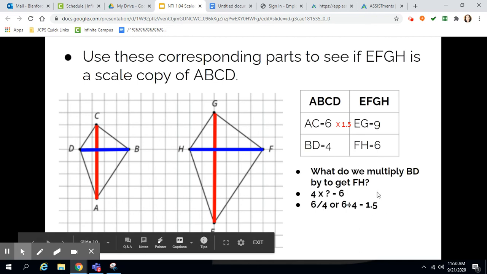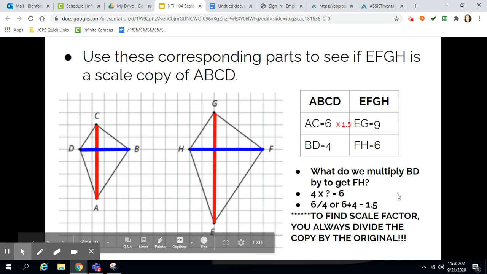And again, you can put it in your calculator and get 1.5 or 6/4. If you reduce that and put it into lowest terms, we can get 1 2/4, which is also 1 1/2. So the scale factor here is 1.5.